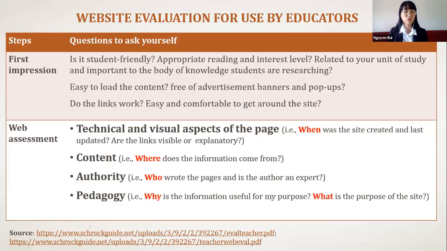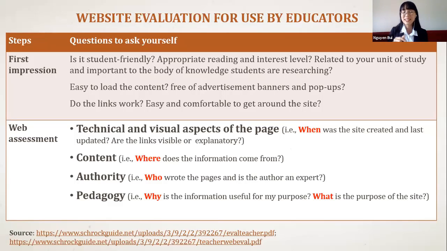That is using the criteria to assess the website. The first indicator can be the technical and visual aspects of the page. The second one is content, authority, and the last one is pedagogy. To make it very simple to understand and remember, just 5 key things: when, what, who, why, where. All of them were questions.